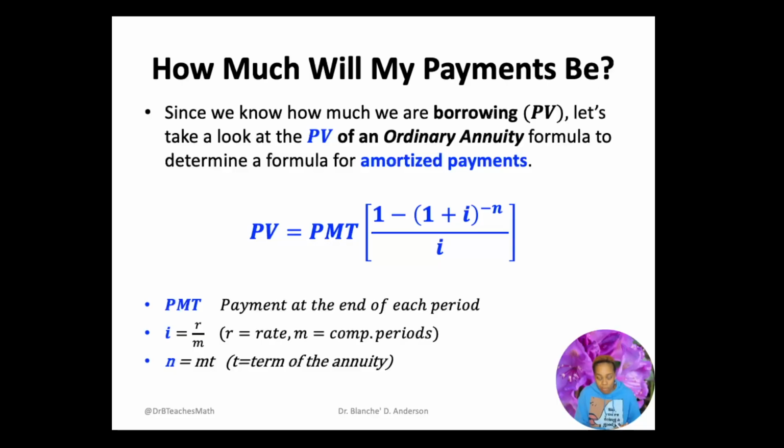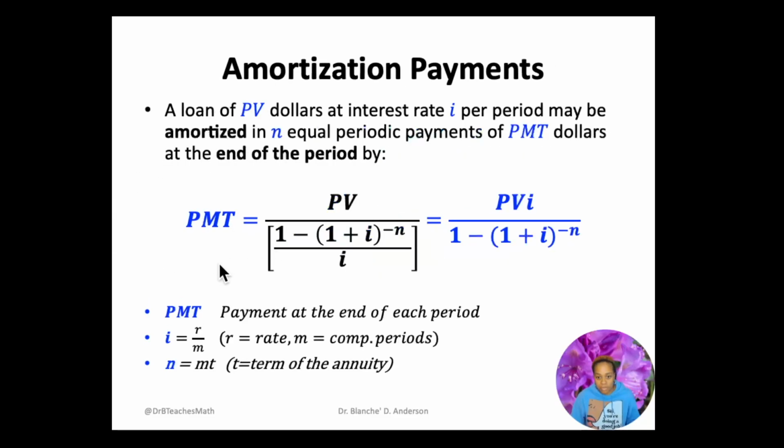You know how much you're borrowing. That's really your principal or your present value, right? And so if we want to know how much we're going to be paying, we can take this formula and solve it for payment. If you take all of this here and move it over here by doing division algebra, you actually come up with a formula for the payment. So see, we took that part and we divided it.